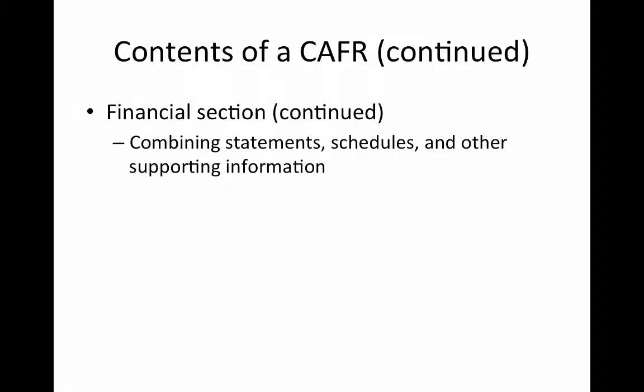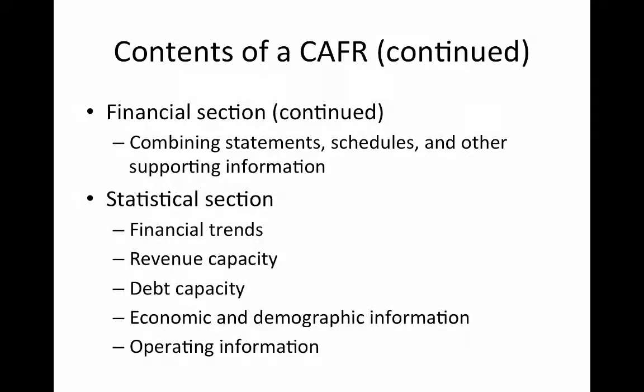Then the financial section also, after the RSI, has combining statements, such as a financial statement that shows all of the non-major governmental funds, which are shown in one single column on the governmental fund financial statements. The combining statement of non-major governmental funds would show each of those non-major funds individually. And then the third section is the statistical section, which presents historical information, generally for the past 10 years, showing what's happened financially over the past 10 years.